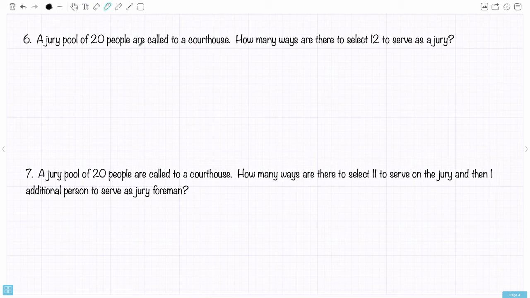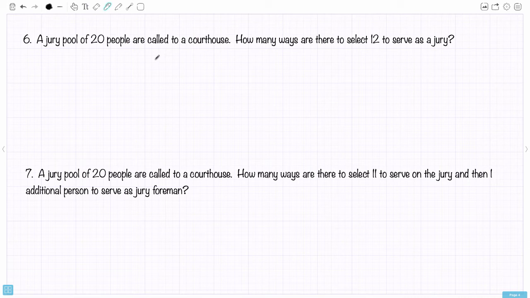Alright, now on to number 6. A jury pool of 20 people are called to a courthouse. How many ways are there to select 12 to serve as a jury? Well, this will be the first example where I can describe it as a combination. I'm still ultimately really using the fundamental multiplication principle, but I use a shortcut for this special kind of scenario.